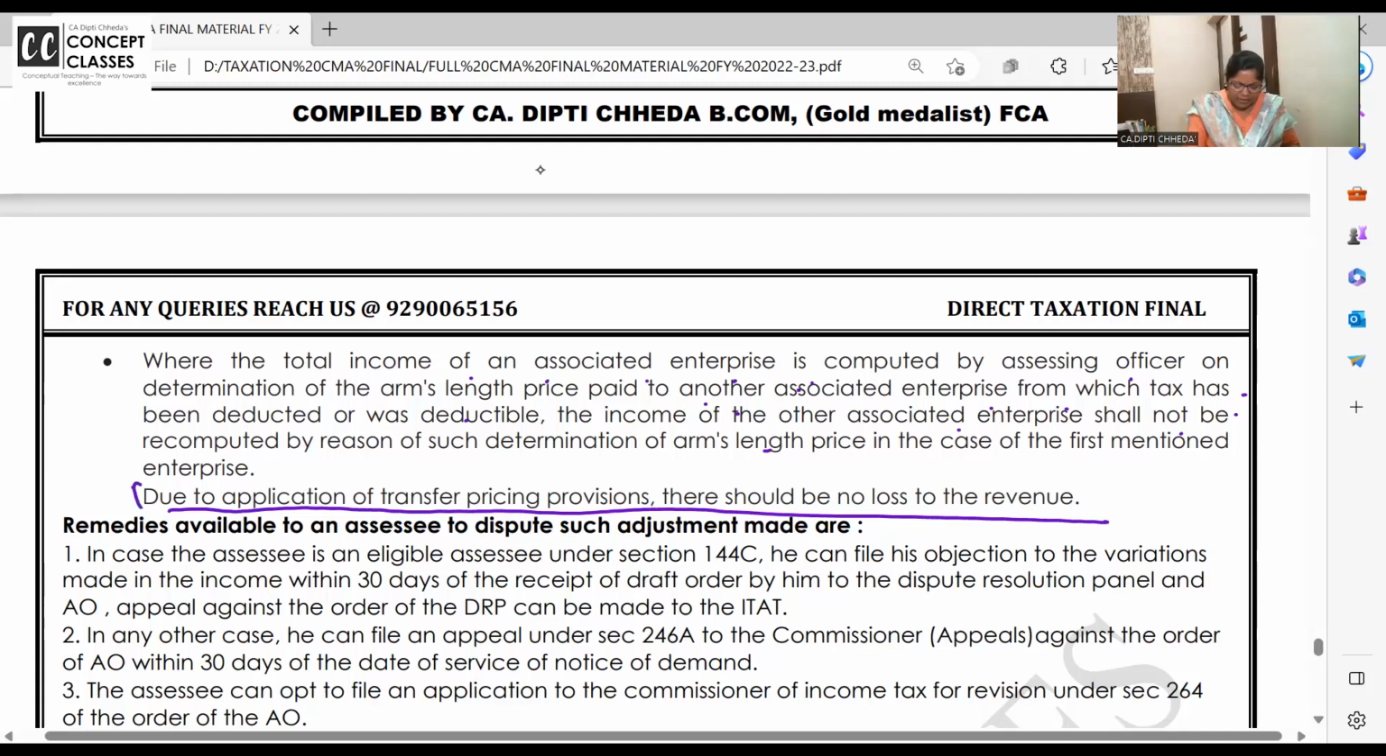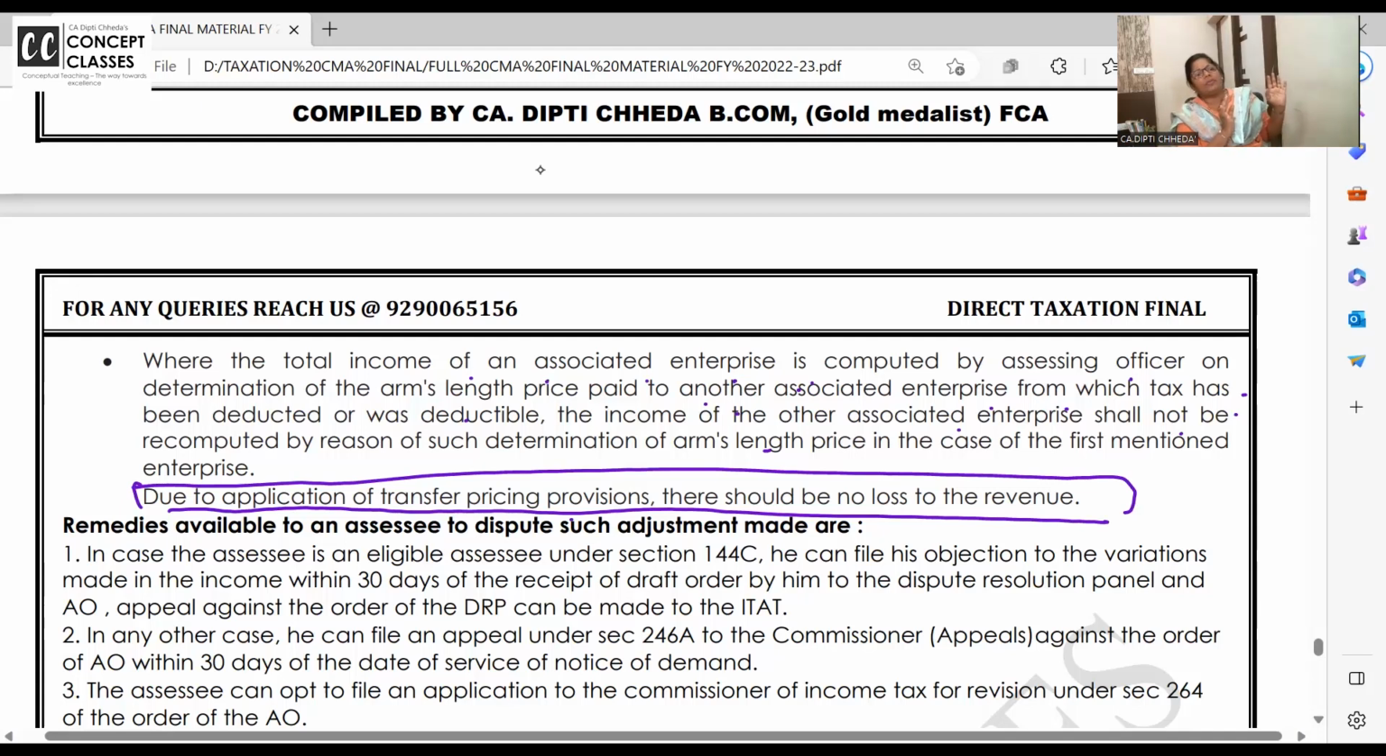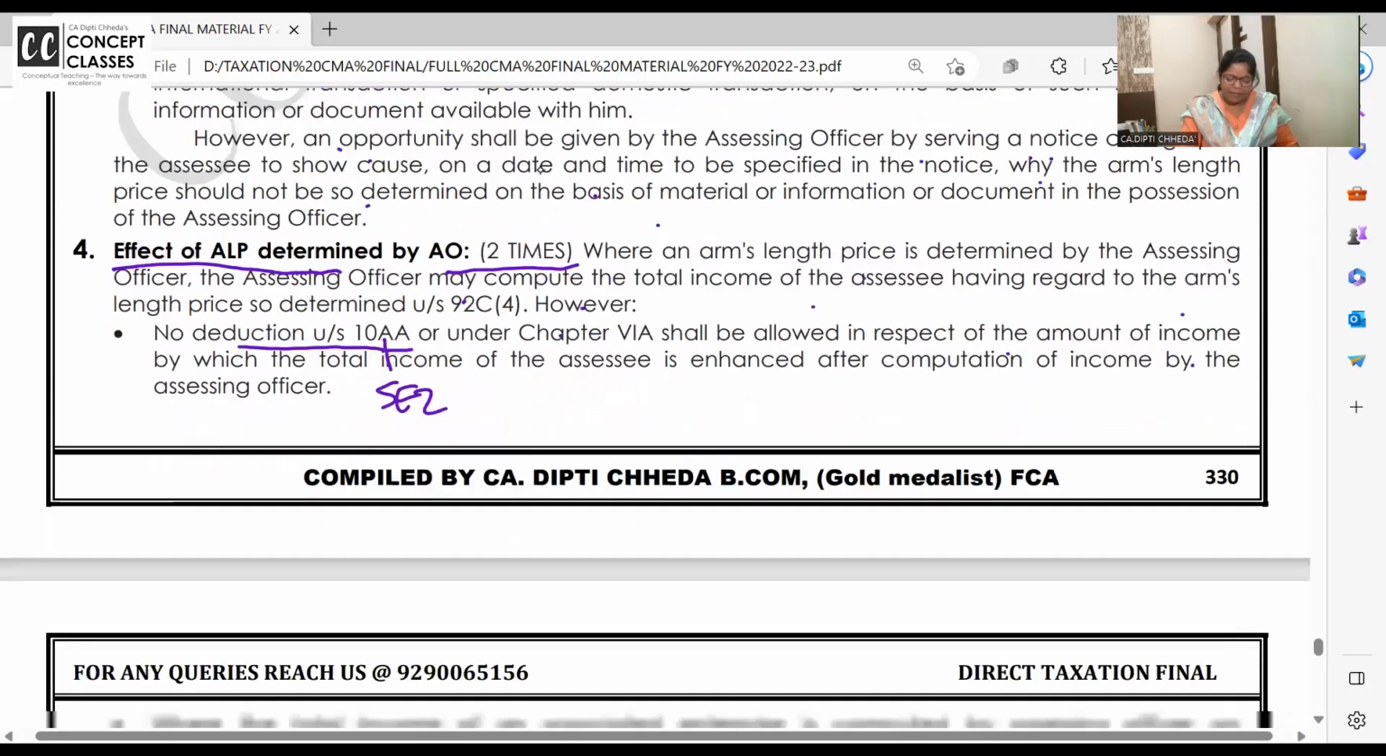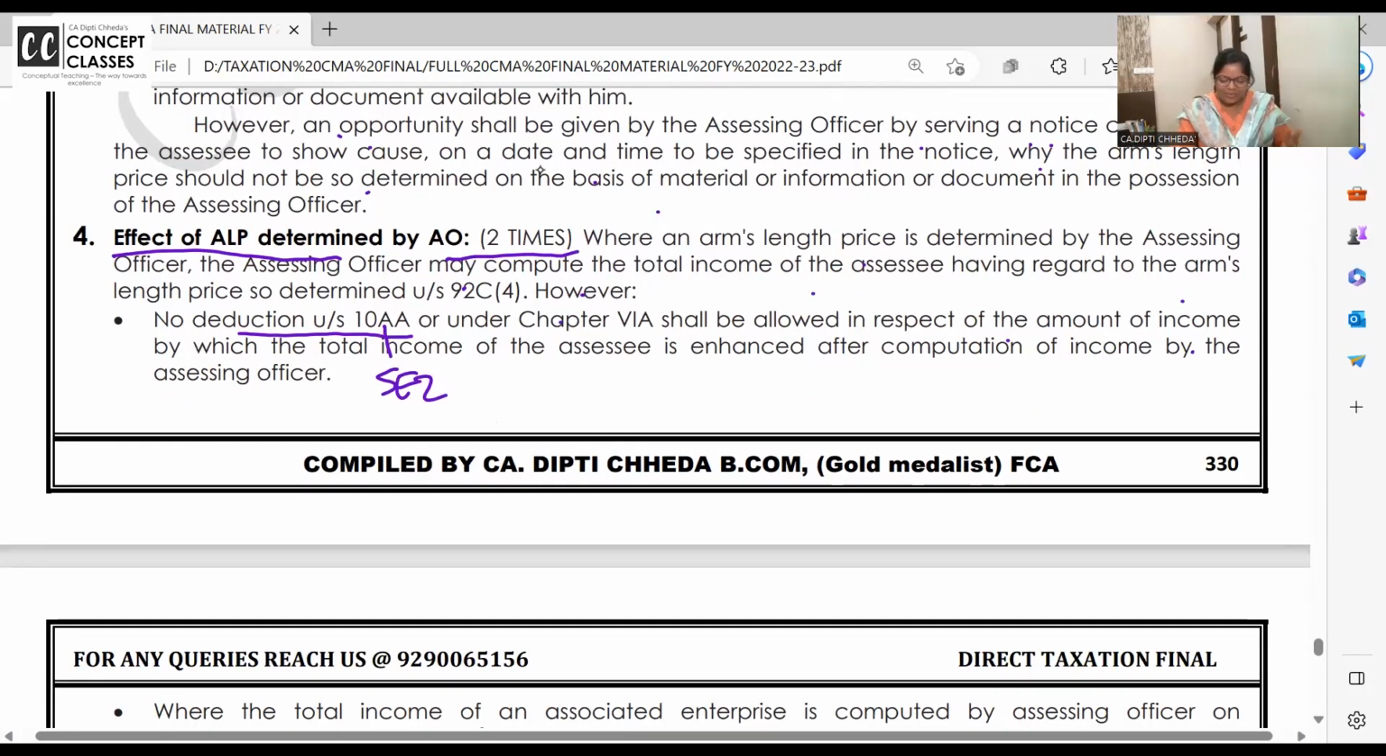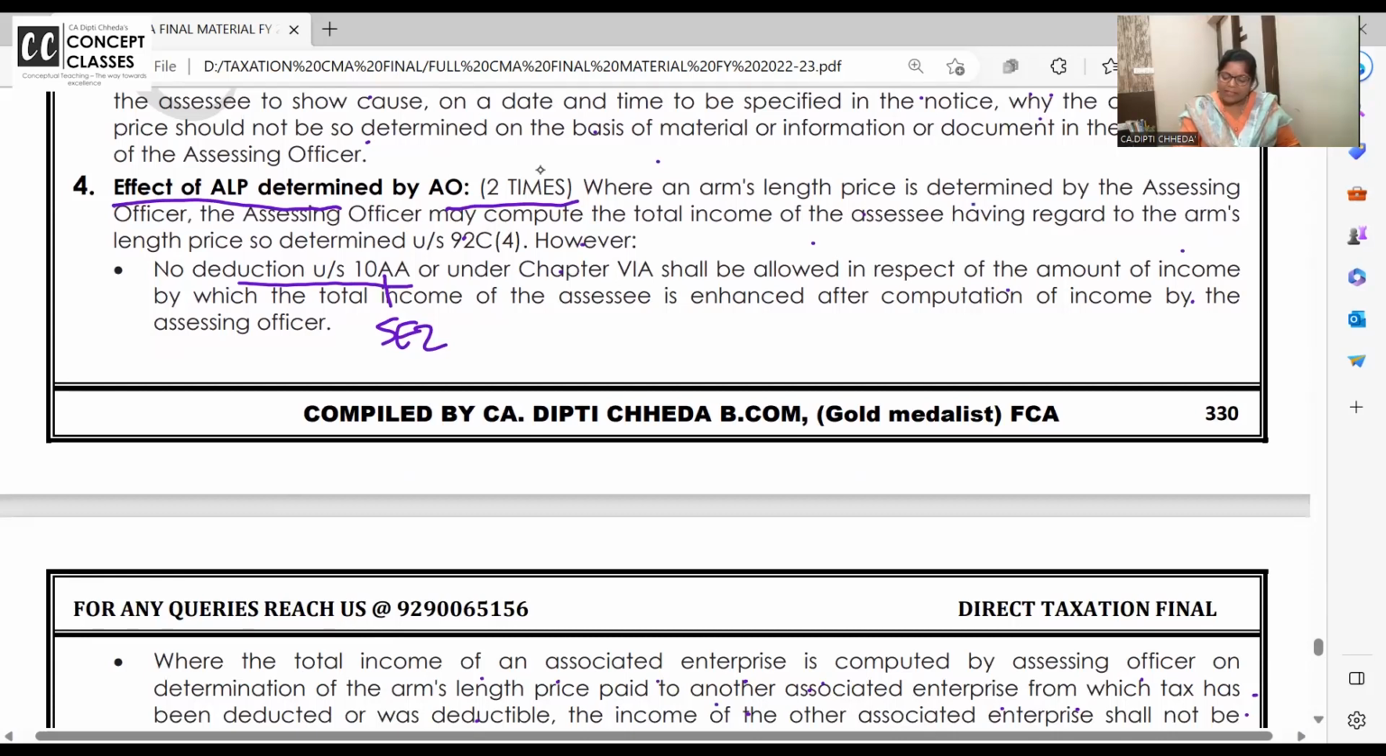This should be given in bold. Due to application of transfer pricing, there should not be any loss to revenue. गवर्नमेंट की इनकम और टैक्स कम नहीं होना चाहिए. समझ में आ रहा है या नहीं? फिर से एक बार, बिकॉज इट्स आस्क्ड 2 times, we are also doing 2 times. When an arm's length price is determined by AO, it may compute the total income. Okay. However, no deduction. I will solve one problem. It's very easy and it has come for 3 marks. अभी इसके बाद तो ये clear हो जाएगा. No deduction under 10AA shall be allowed in respect of amount of income by which total income is enhanced.